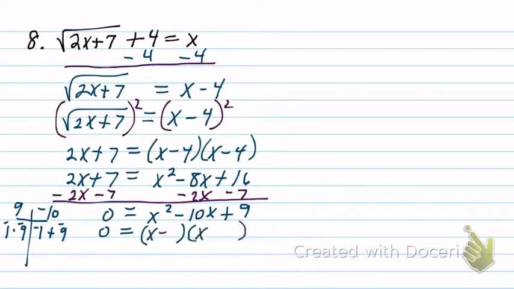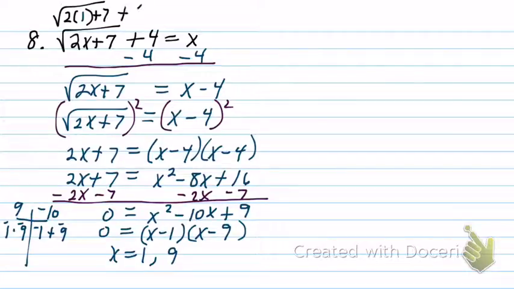And we can take the shortcut here. We're going to get x minus 1 times x minus 9. So 1 and 9 are my solutions. Now again, let's go ahead and try 1 here. Check 1. So 2 times 1 plus 7, that'll be the square root of 9, which is 3. So is 3 plus 4 equal to 1? Certainly not. That would be false. And so we'll throw out the 1.